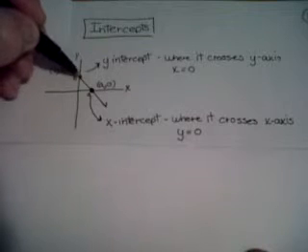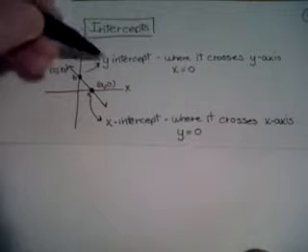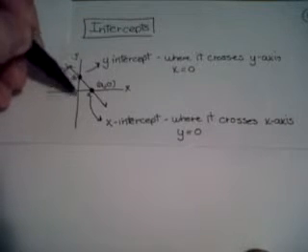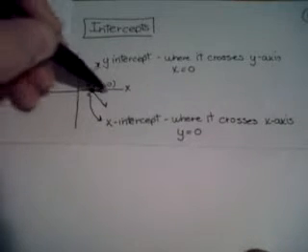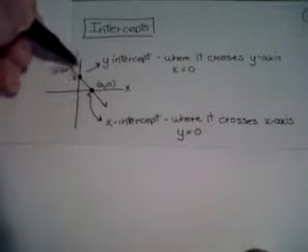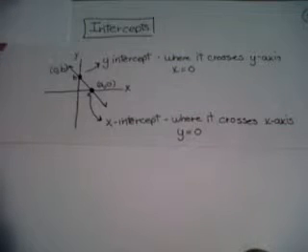The same thing happens for the y-intercept. Here's my y-intercept. In this case, I call it b. The y-intercept is where I cross the y-axis. And what I notice is that when I'm sitting anywhere on the y-axis, I don't have an x value that goes up or down. It's just 0. So the y-intercept is where it crosses the y-axis, and my x value equals 0.